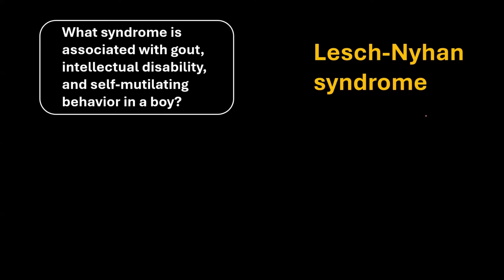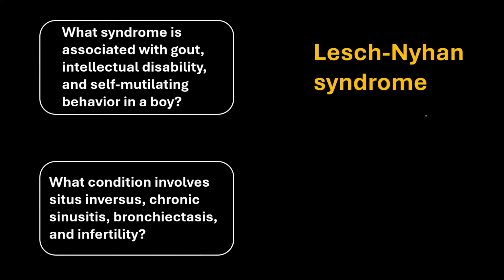So now we'll just get started with cases. Just go ahead and type in the chat when you have answers. So what syndrome is associated with gout, intellectual disability, and self-mutilating behavior? Yeah, good. Lesch-Nyhan syndrome. Do you know what gene is associated with Lesch-Nyhan syndrome, or mutation? Yeah, good. It's HGPRT, or HPRT, I think.